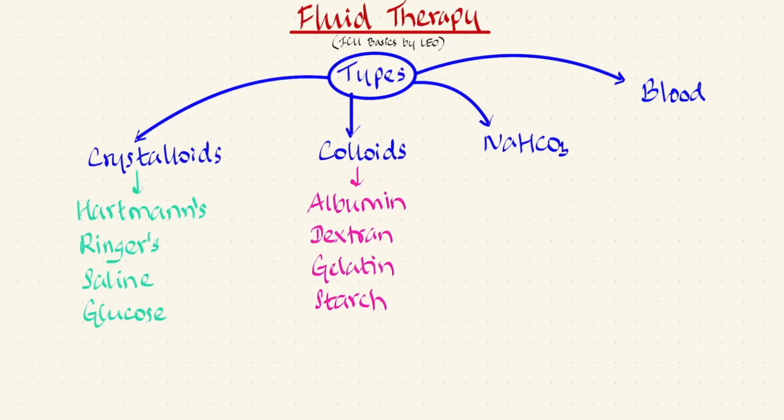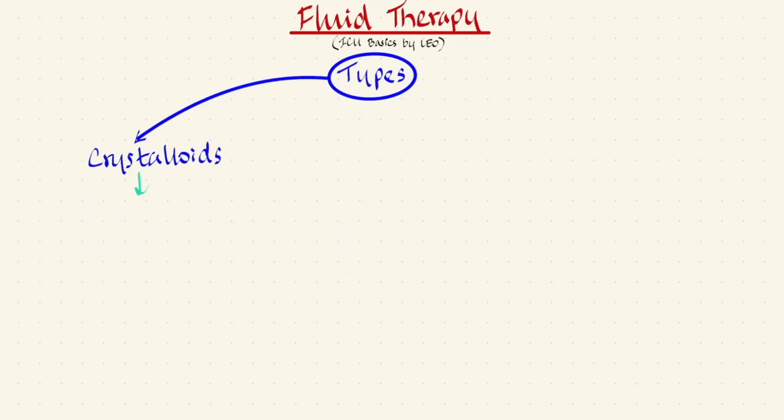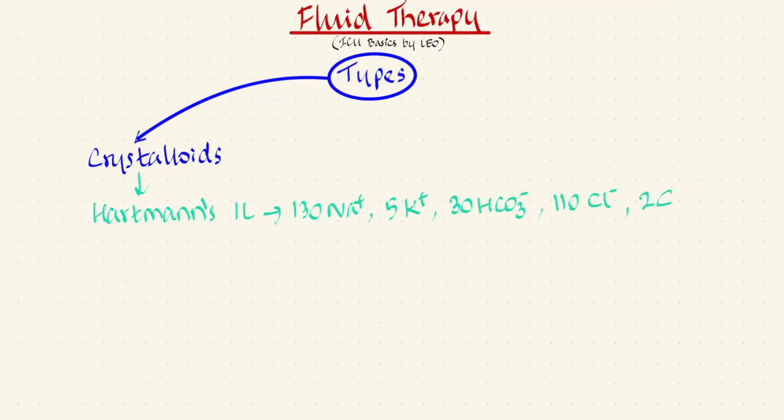Now, I would like to discuss indications and risks of common types of fluid. First of all, let's talk about Hartmann solution, which is a balanced crystalloid and probably the most popular fluid used on the intensive care unit. 1 liter of Hartmann's solution contains an estimate of 130 mmol sodium, 5 mmol potassium, about 30 mmol of bicarb, 110 mmol of chloride, and 2 mmol of calcium.